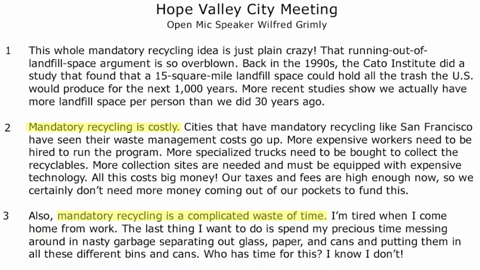"Mandatory recycling is costly." This author writes about high cost but doesn't cite any supporting data. "Mandatory recycling is a complicated waste of time." This is an author's opinion based on his own experience. He doesn't give any facts.